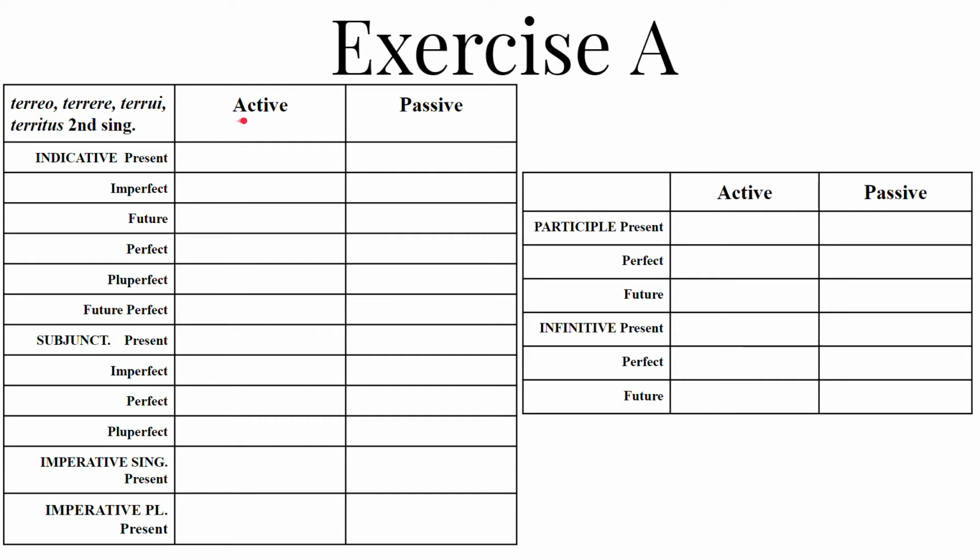Write terre for the present, imperfect, and future, active and passive. And then add the second person singular endings. So for the active, that's going to be s, ... ris, ar, restur, mor, mini, untur. So we have terres for the present active indicative, terres.